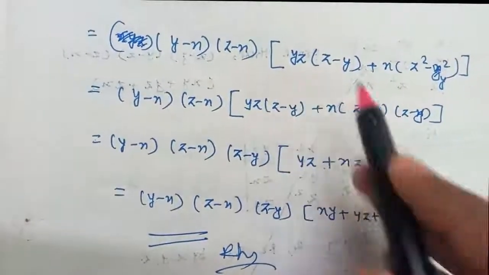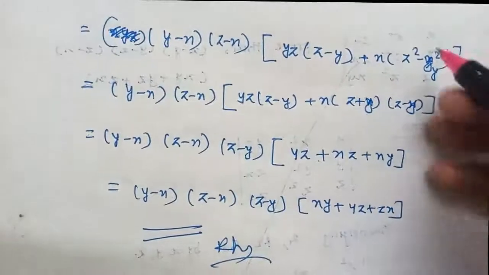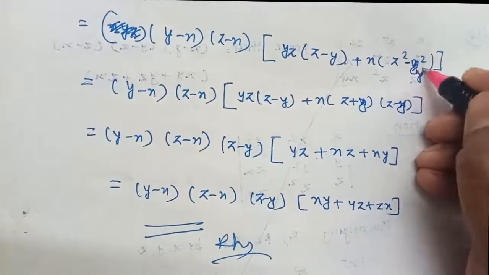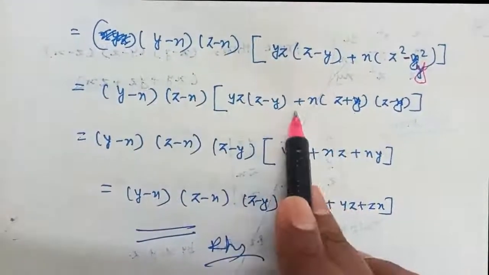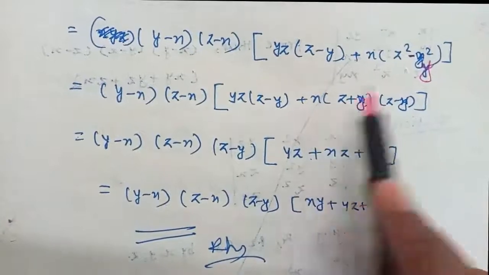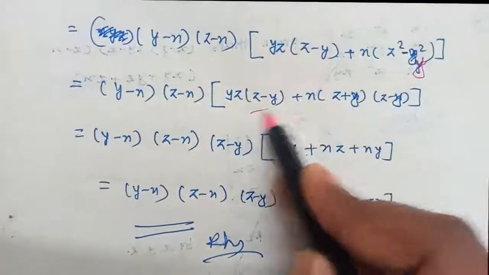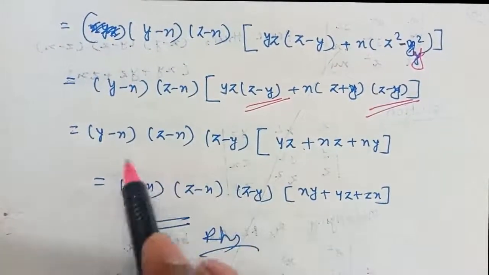Now take yz common, it will become z minus y, plus x common, it will become z square minus y square. So this is as it is: yz, z minus y, x as it is, this is z square minus y square, z plus y and z minus y will come. Remember z minus y here, z minus y here, again take it common. So this is what I got.